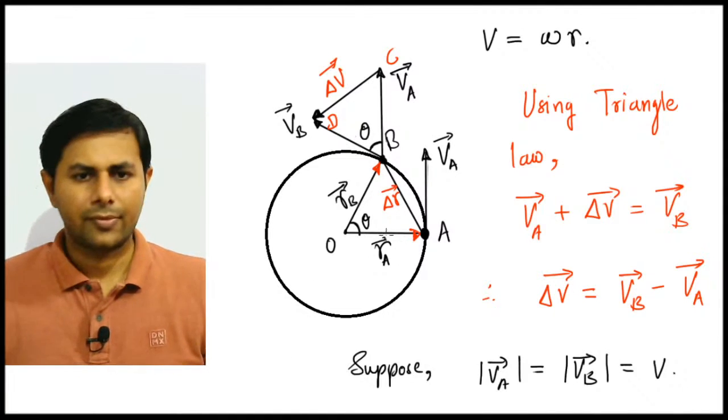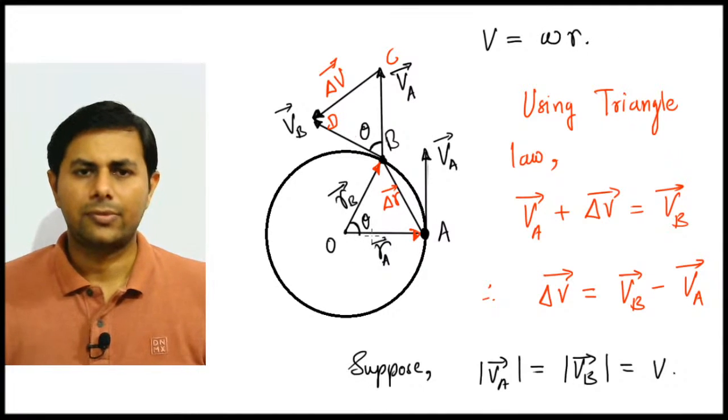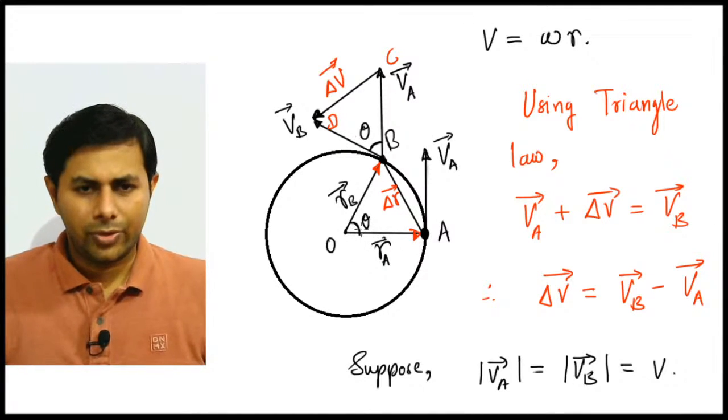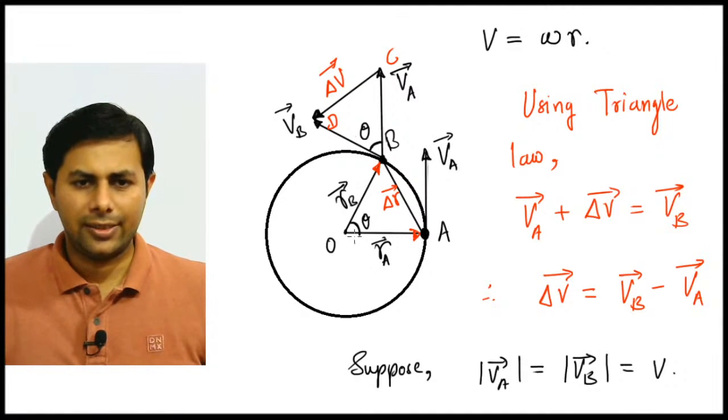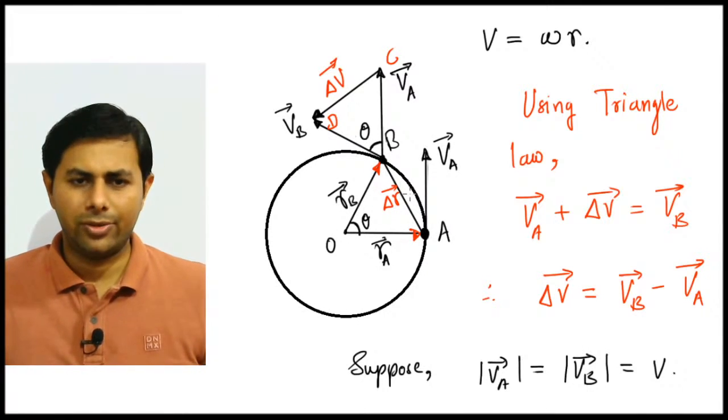The position vector when the object is at point A is RA bar, and the position vector when the object is at point B is RB bar. So a vector directed from point A to B is the change in position, the displacement vector of this object. So it is delta R bar.